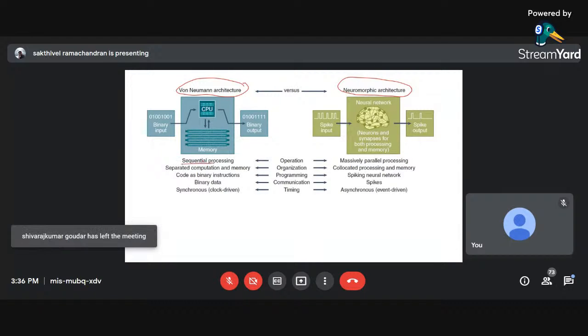And one more, as we said, it is a sequential process, whereas the human brain or neuromorphic computing is a parallel process. You have separated computation and memory. Here, both processing and memory are at the same point. Here, there is a binary instruction. Here, it is a spiking neural network, which means the computation gets activated by the spikes which have been generated there and there. Here, the data is binary data. Here, the data is spikes, which is basically an analog signal. Here it is a synchronous system; there it is an asynchronous, event-driven system. When an event happens, then alone the activation takes place.